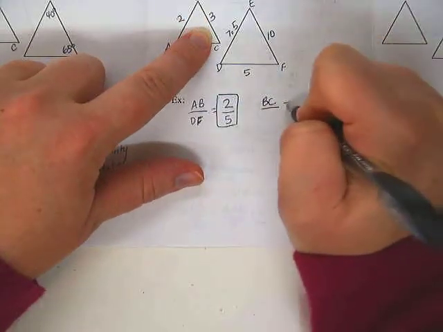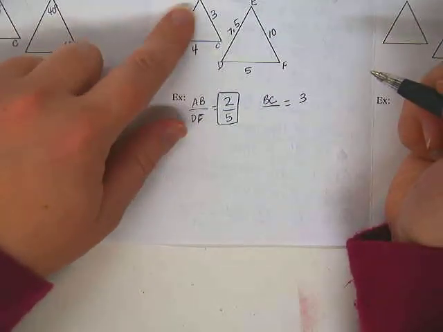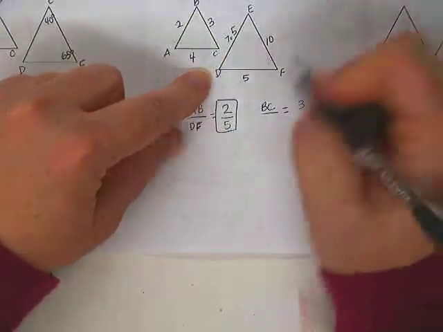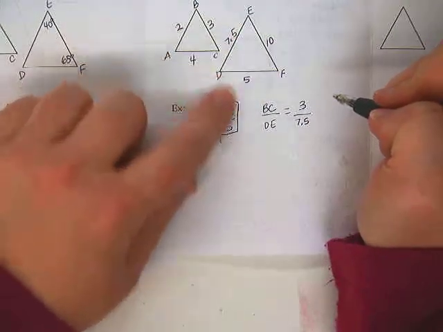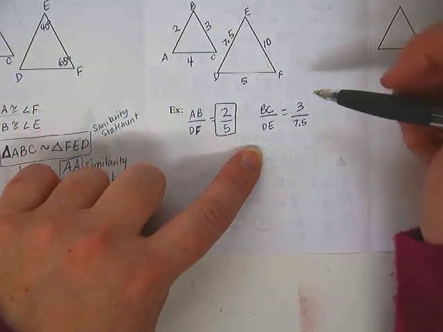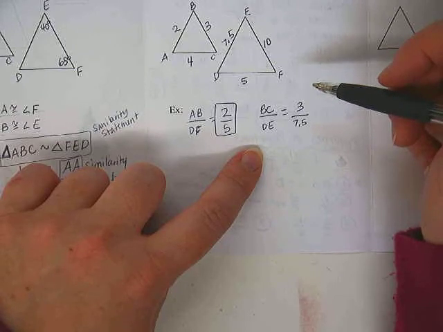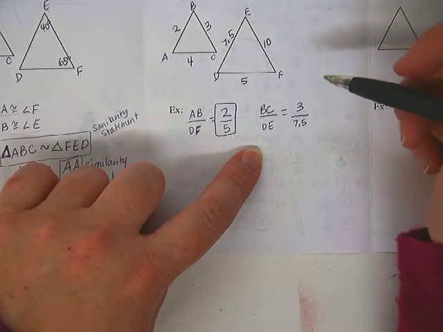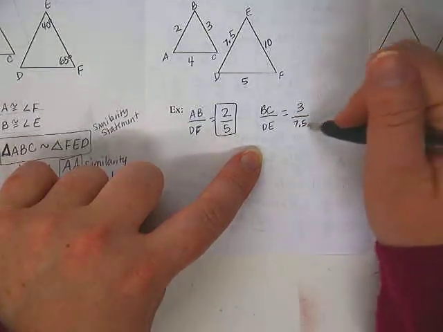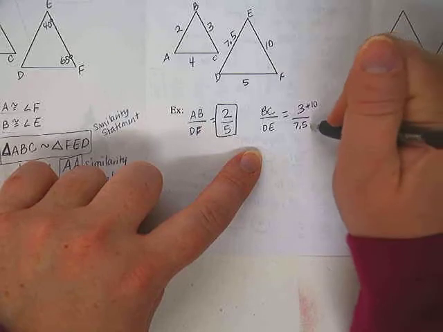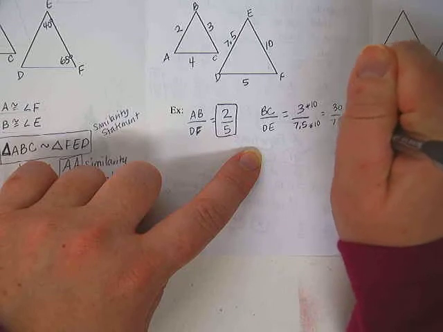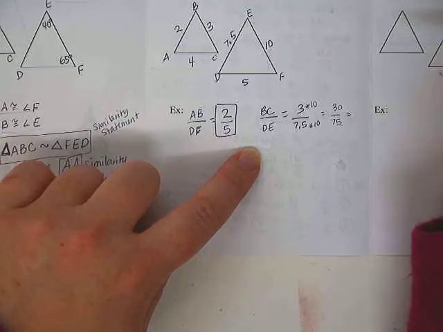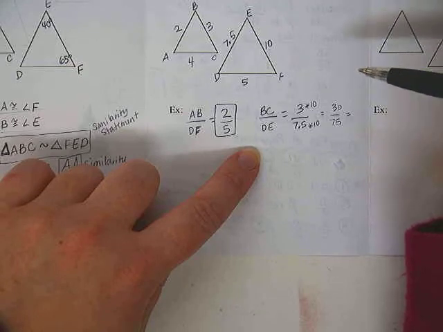Okay, now let's try another set of sides. How about the medium length ones? So BC is 3, and that's the middle length in this triangle. And DE is 7.5, and that's the middle length in this triangle. How do you reduce something with a decimal in it? One way to do it is to just get rid of the decimal. To get rid of the decimal, we can actually multiply both top and bottom by 10. So that gives us 30 over 75. And then we don't have to worry about a decimal, we can just reduce it.